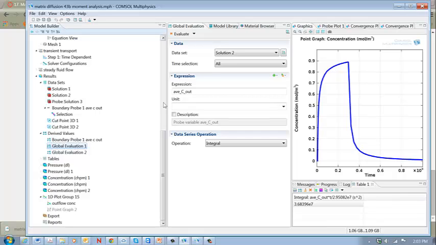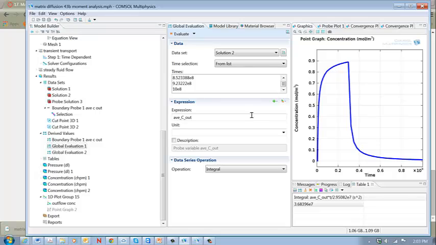The first thing to do is repeat the integral of the concentration, and the thing that I need to do is, it's set up by default to do the integral over all of the times in the analysis, but I ran this analysis to 10 to the 9th seconds, and I'm only interested in 10 to the 8th seconds right now because that's what's shown in my plot.